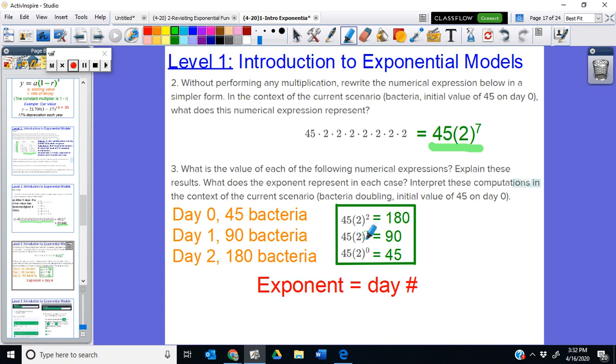What's 2 to the 1st? 2. 2 times 45, 90. What's 2 to the 0 power? We know that is 1. Think way back to the start of the year. 2 to the 0 power is 1. Times 45 is 45. So the exponent tells us the number of days, and these represent the number of days of bacteria.